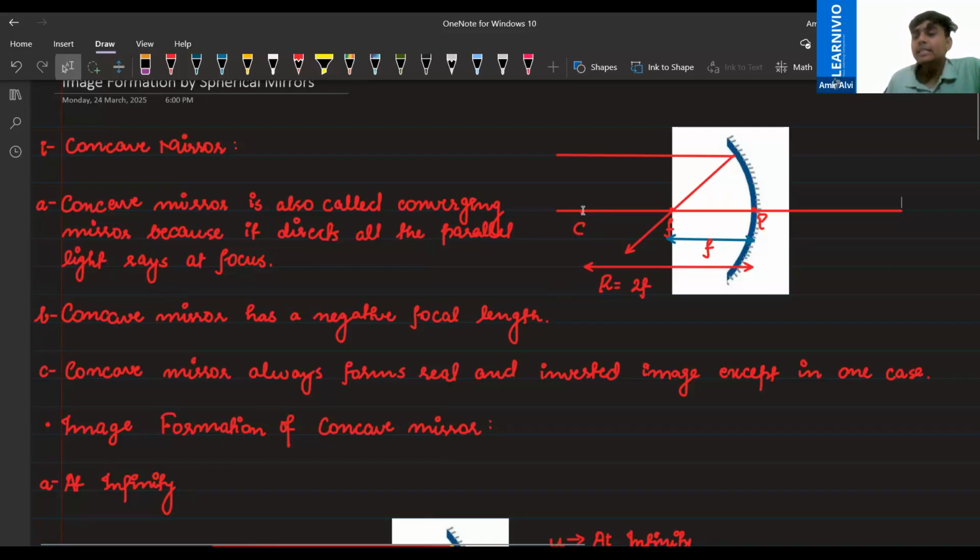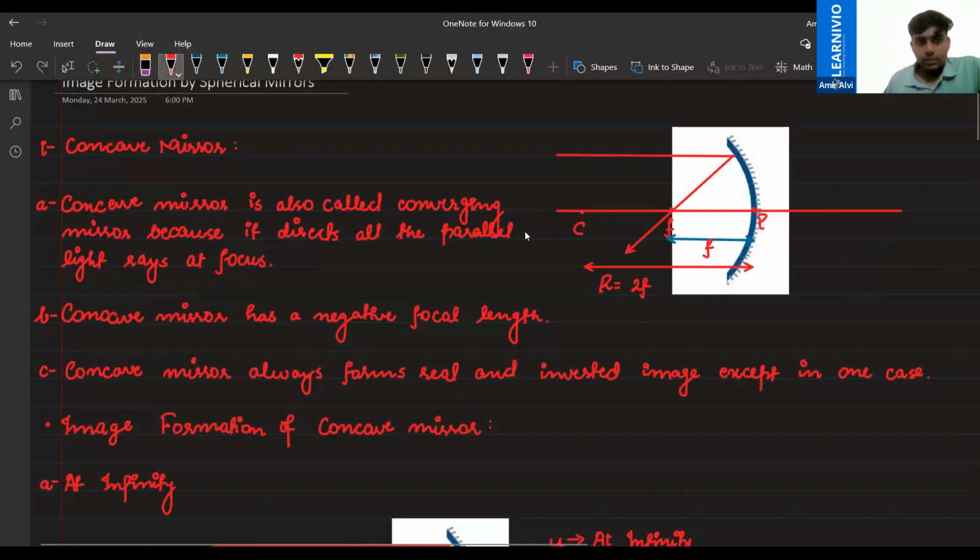The next point is C. What is C? C is the center of curvature. Just like a circle has a center, in a spherical mirror, this is a part of a sphere. When you complete it, a sphere will be formed, and C is the center of that sphere. Clear, Inan? Clear, sir.